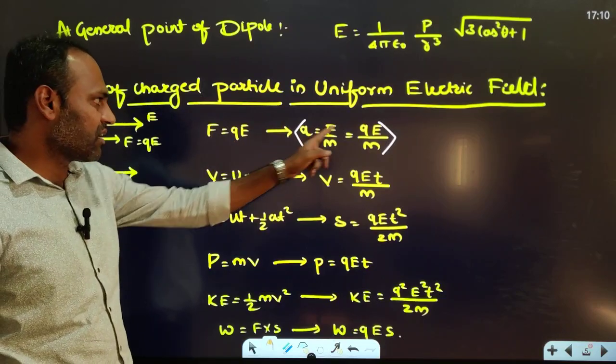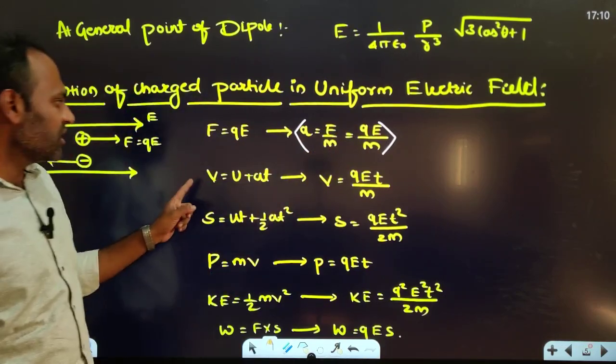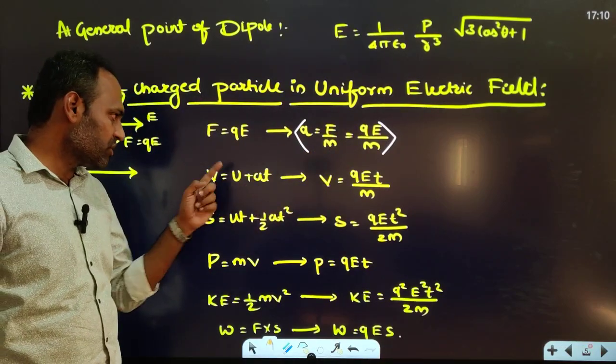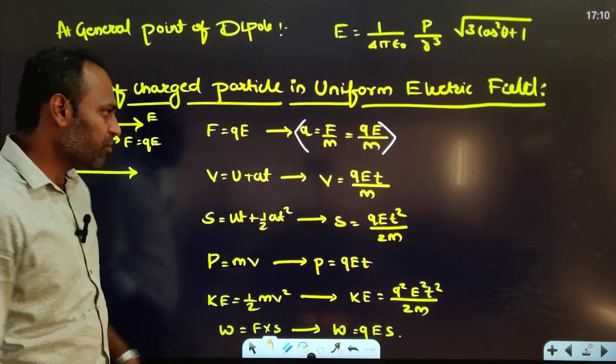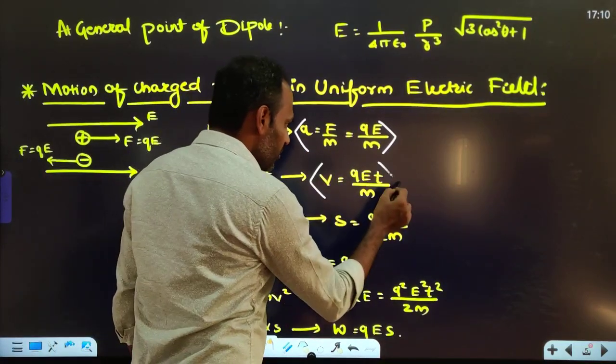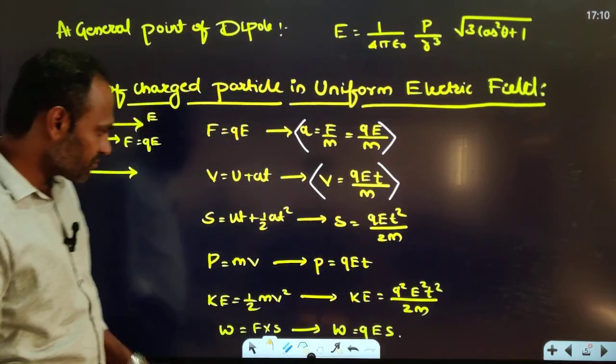Force is Q into E, acceleration is QE divided by M. See, V is equal to U plus AT. Initial velocity will be 0, so A into T. A is how much? QE by M. So QET divided by M. So the velocity of that particle will be QE into T divided by M.